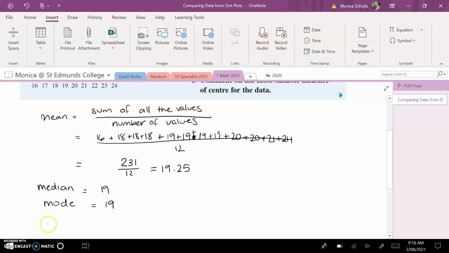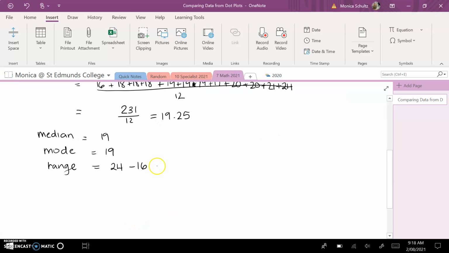And then my range is going to be equal to 24 minus 16, so my biggest minus my smallest, which is equal to 8. Pretty sure. Minus 16 is 8. Yes, cool. My brain is working.